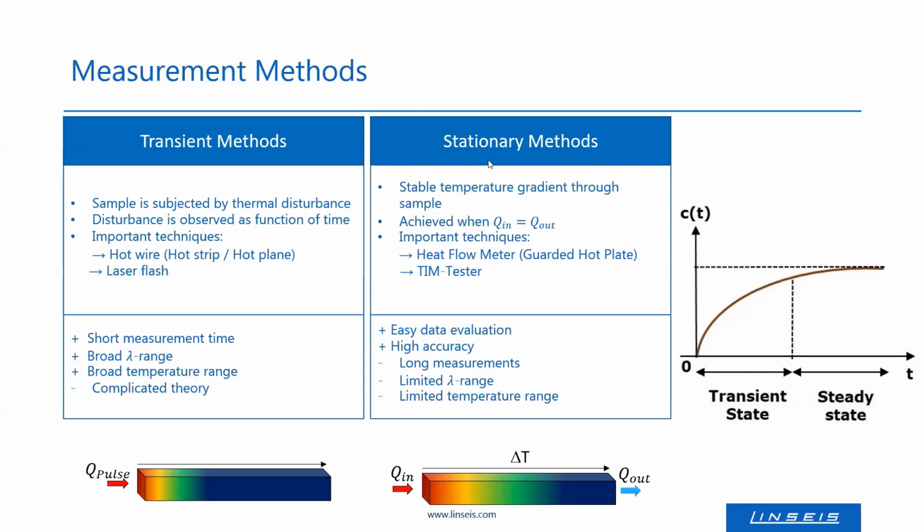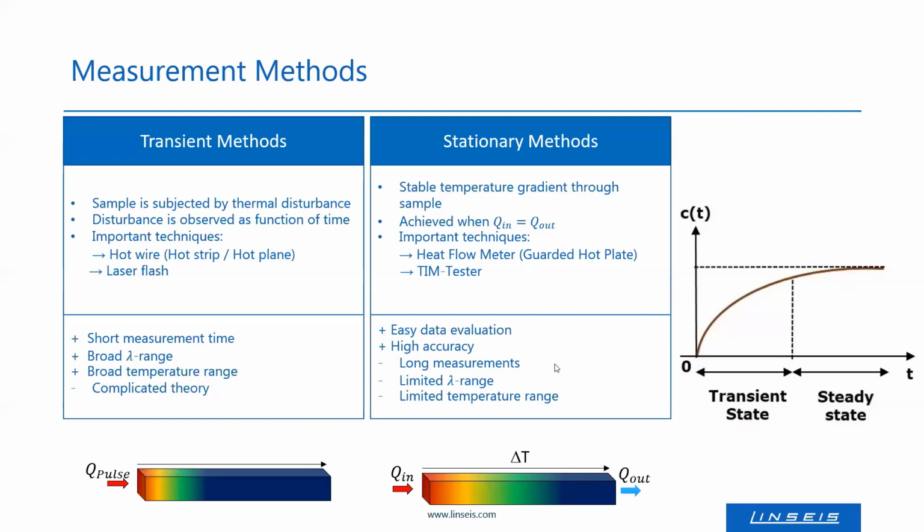So stationary methods work in the way that a stable, no more time dependent temperature gradient is established through the sample. And this is achieved when the incoming energy equals the outcoming energy of the sample, and there is a temperature gradient on it.